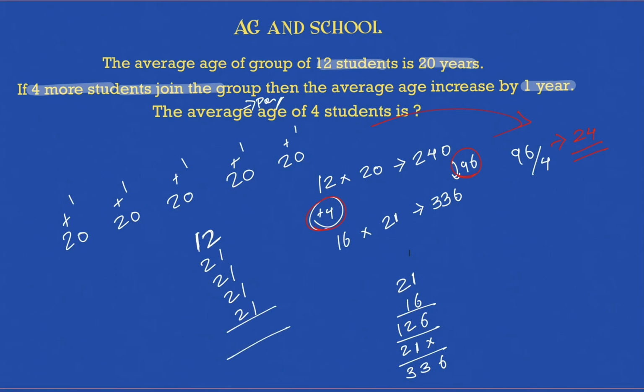So what is being added? 21 into 4, 84. 84 plus 12, 96. 96 is the total age added by the 4 of them. So per student, 96 divided by 4, which is nothing but 24. And that's how easy it is to reach the solution of this. If they would have given 5 more students, take one more 21 here, and then divide it by 5. That's how simple it will be to reach the solution.